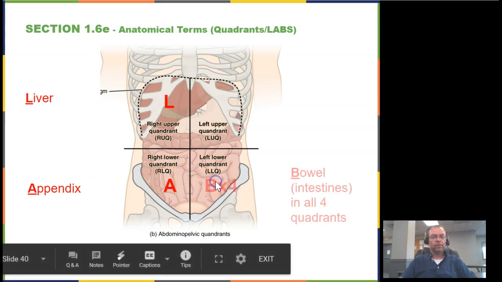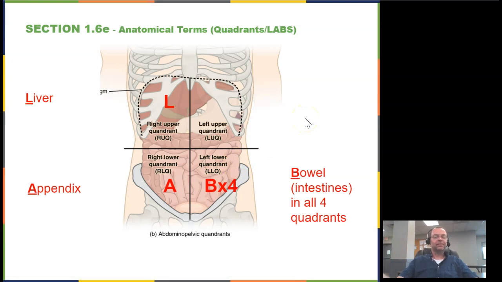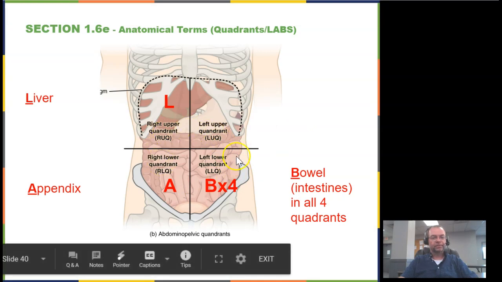In the left lower quadrant, we have mostly bowels, so basically intestines. Well, those intestines are in all four of your quadrants. So if I have a patient that has a stab wound to the abdomen or the pelvis, either one, the abdominopelvic cavity, there's a very high possibility that intestines are involved. So we have bowel times 4, meaning we have bowel in all four quadrants.